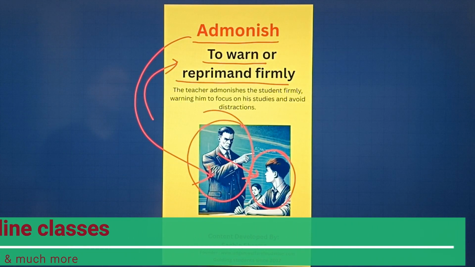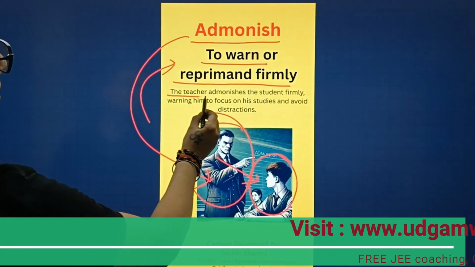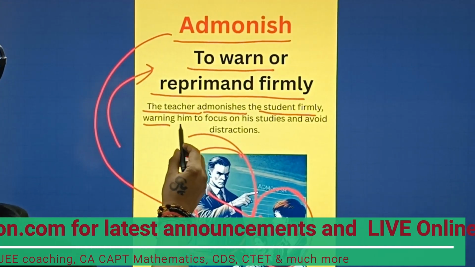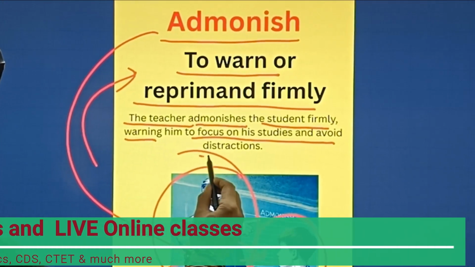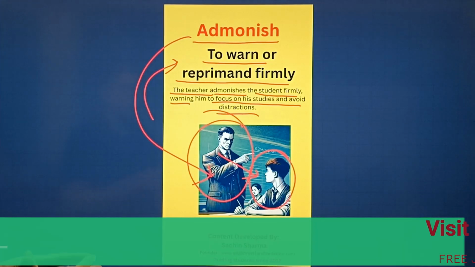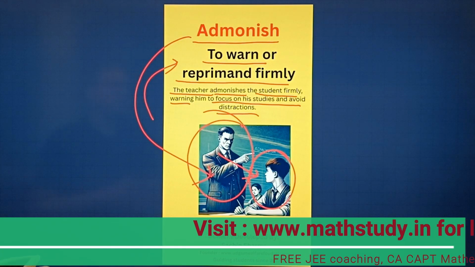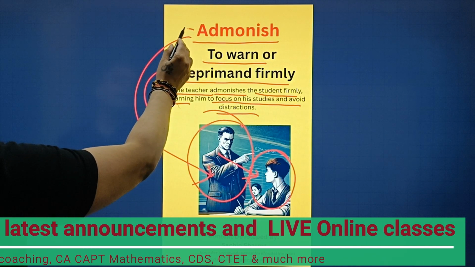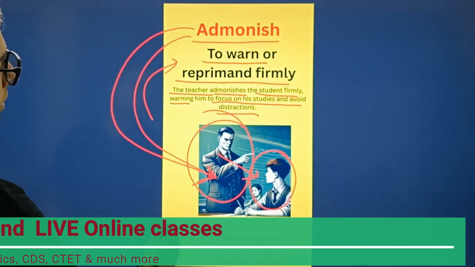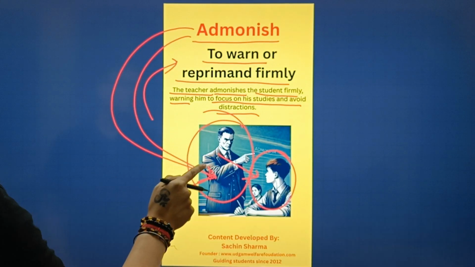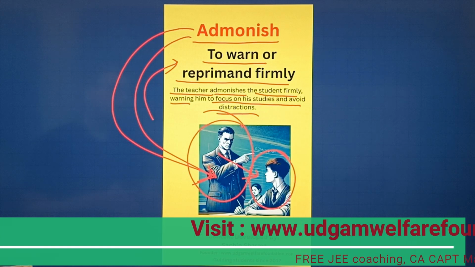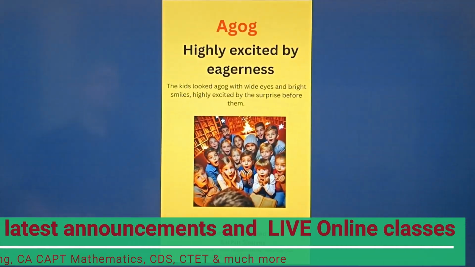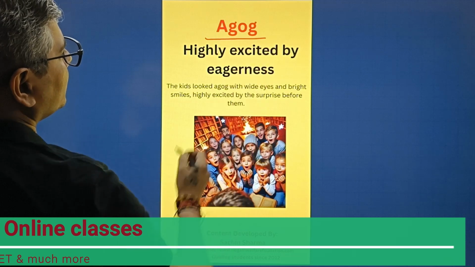Now let's understand this word with the help of a sentence. The teacher admonishes the student firmly, warning him to focus on his studies and avoid distractions here. So very simple. How are you going to learn or memorize this word? Simply link admonish with this particular picture where a person is warning some other person or a child. Let's move towards the next word. So our next word is agog.